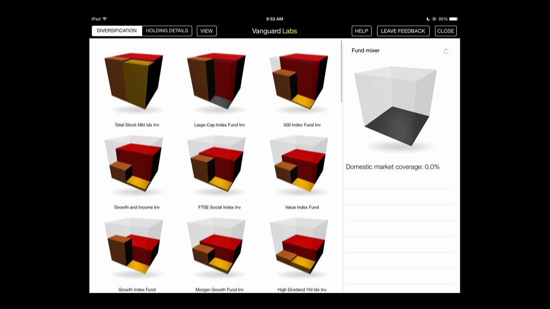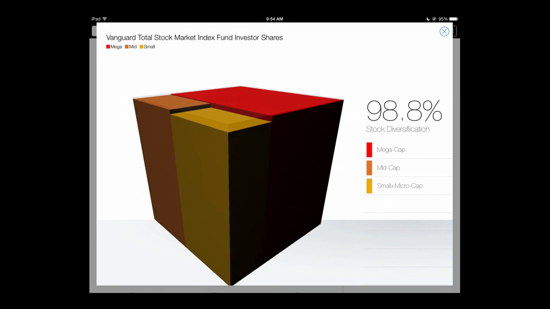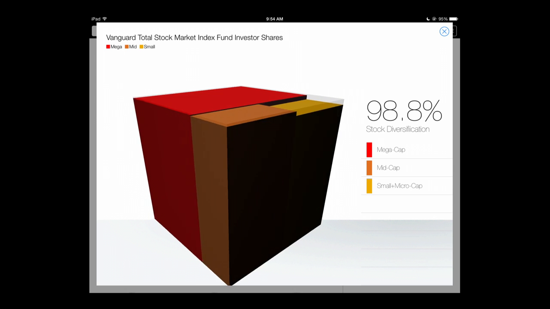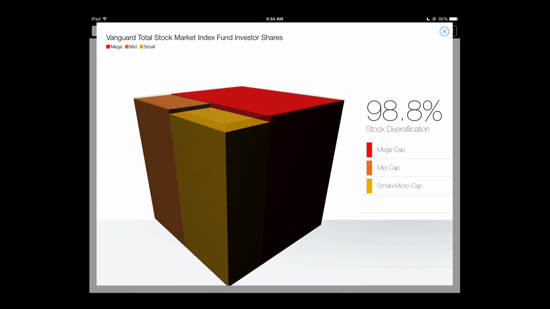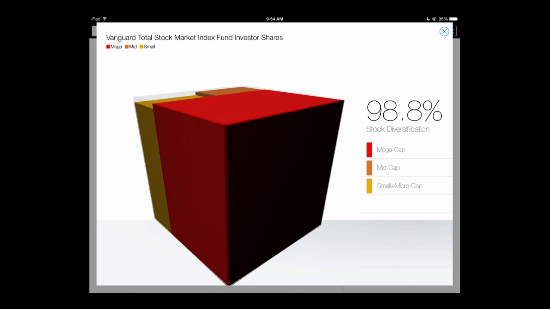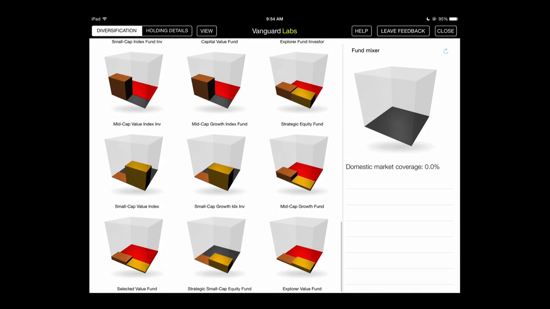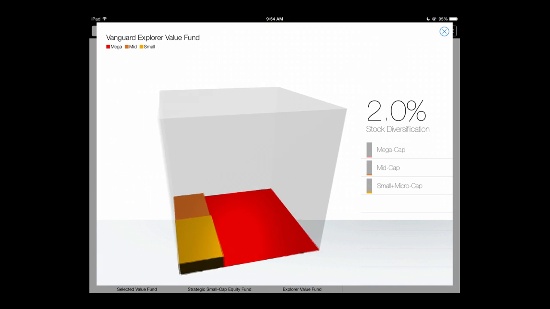So as an example, we can take a look at Vanguard's Total Stock Market Index Fund. So without knowing much more except looking at this one visualization, you can easily see that this fund provides near complete diversification over the entire US stock market across large companies, mid-sized companies, and small companies, 98.8%. If you contrast that to one of our actively managed funds, such as the Explorer Value Fund, you see that this fund has a much different investment objective, and it's got much lower level of diversification coverage. And there's no way that an investor can mistake the two now. You can see one offers full diversification, the other one does not.